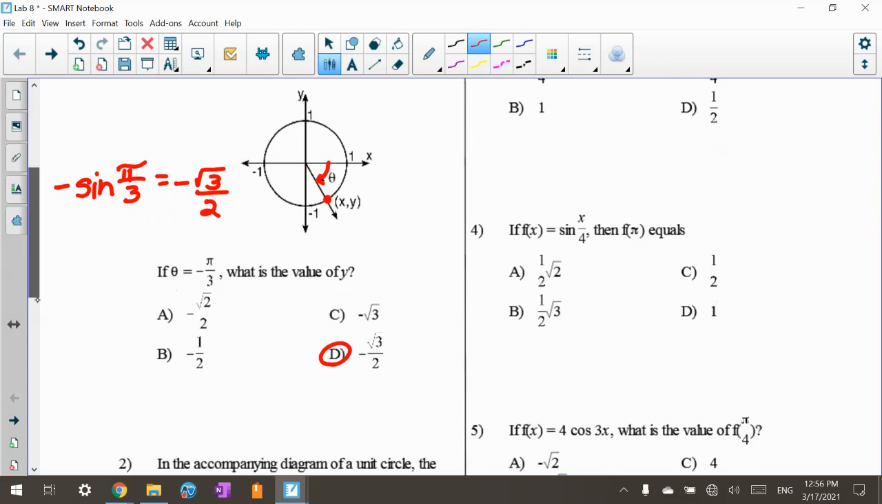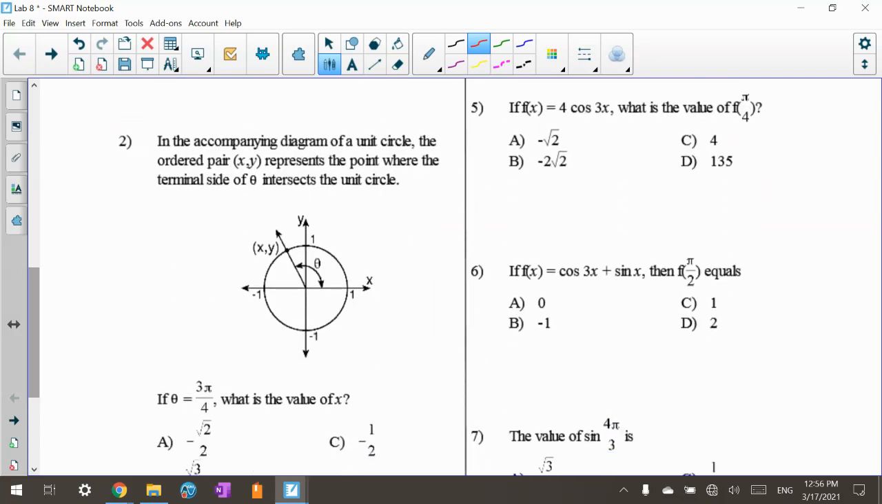Okay? Number 2, in this diagram of the unit circle, the ordered pair xy represents a point where the terminal side intersects the unit circle. So now we're over here in quadrant 2, and they said the angle was 3 pi over 4. This angle comes from here to here. So we're going to use our trick: we're going to call this 180 instead of pi, 4 pi over 4. We're going to use that denominator. And then 2 pi is going to be 8 pi over 4. When I see that, my reference angle is the difference here. So the difference between 4 pi over 4 and 3 pi over 4 is pi over 4.